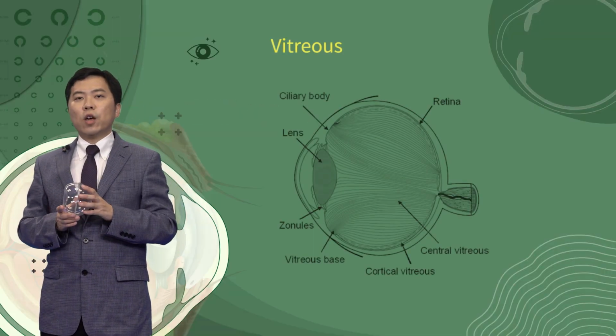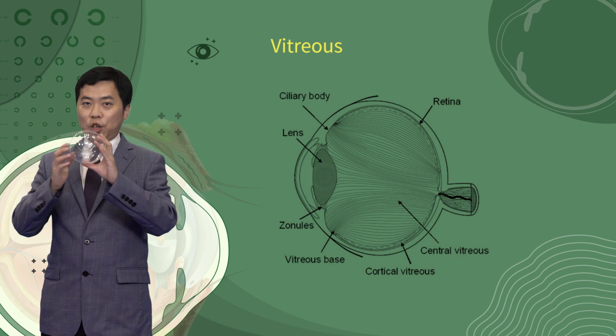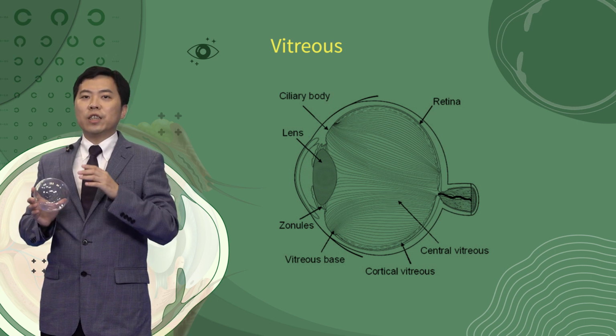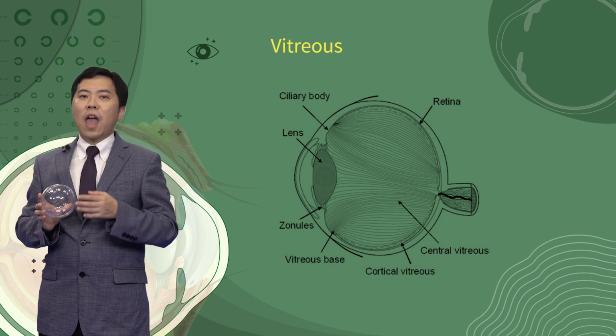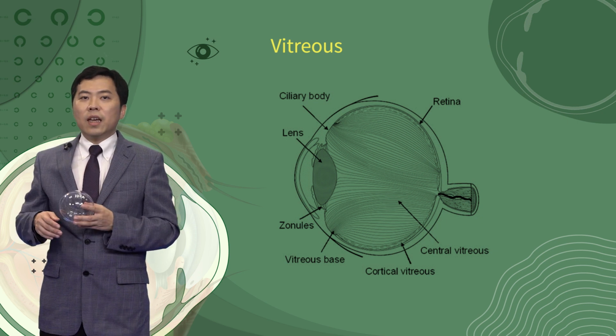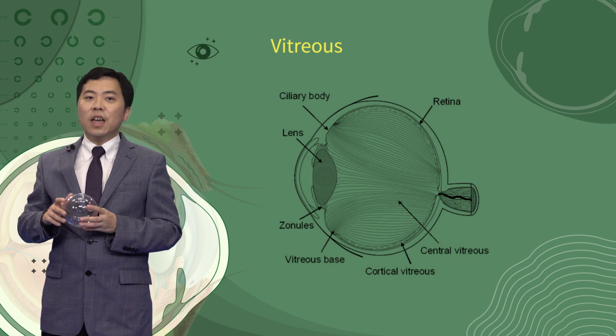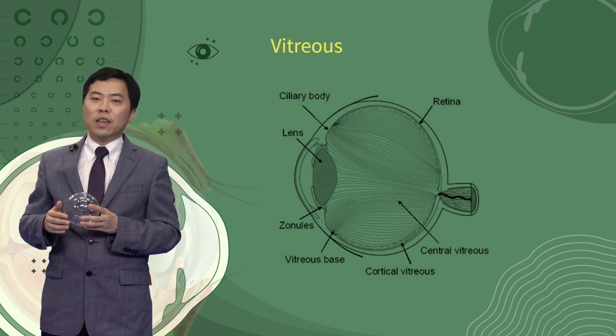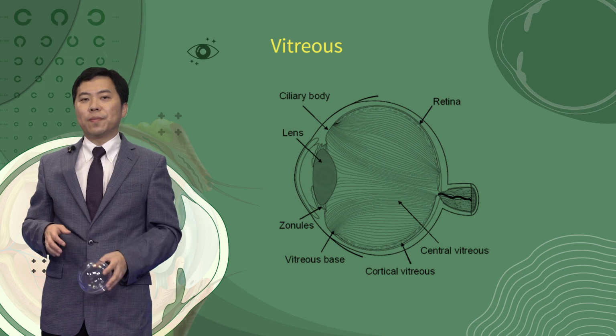The biggest structure in the eyeball is the vitreous. The vitreous is like gel, and its major component is water. There are also collagen and hyaluronic acid. The vitreous provides mechanical support for the retina.